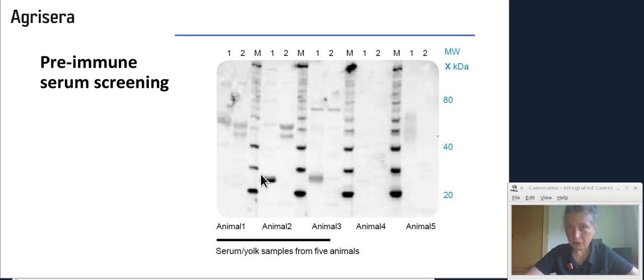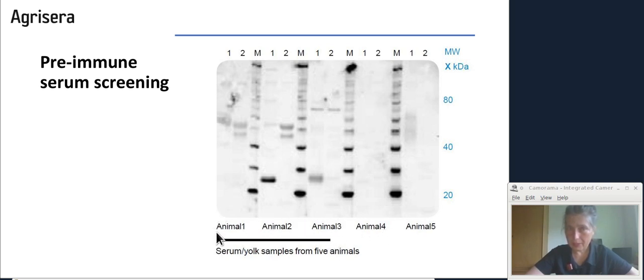Before anything is injected, so-called pre-immune screening should be conducted. The reason for it is that animals are eating a plant-based diet, and very many of them will produce antibodies against Rubisco, the most abundant protein on Earth. Here on this blot, you will see samples of Arabidopsis thaliana number 1 and barley number 2, which were checked against pre-immune serum from different animals on our farm.